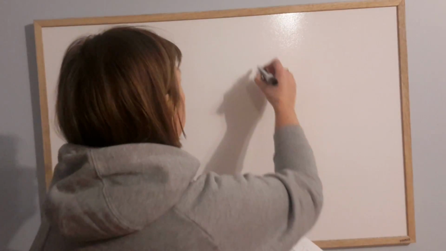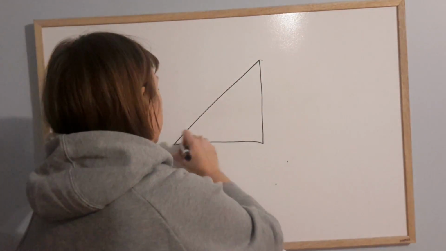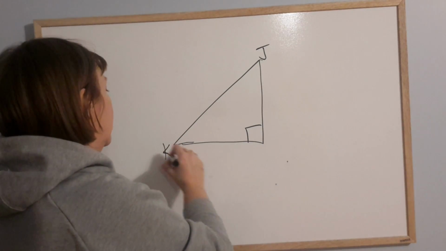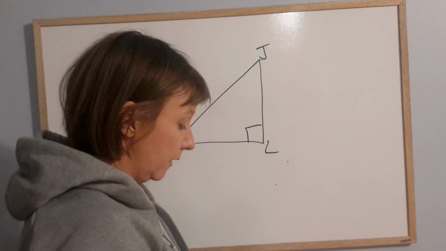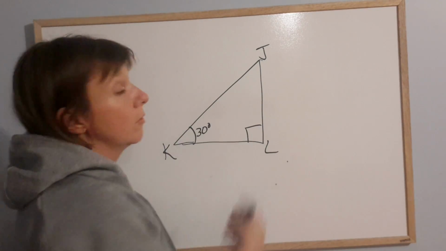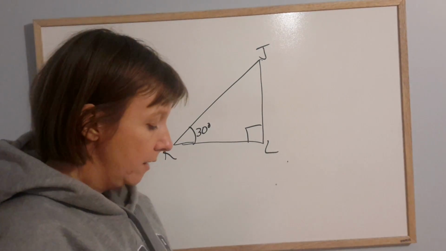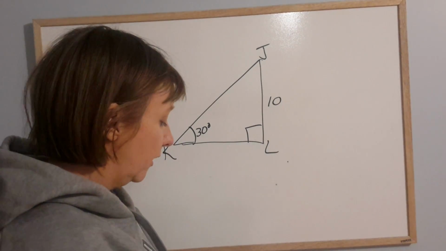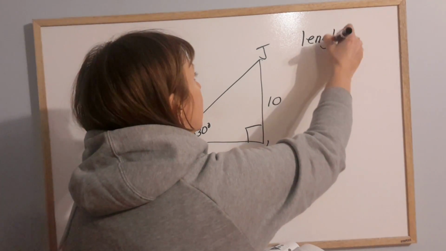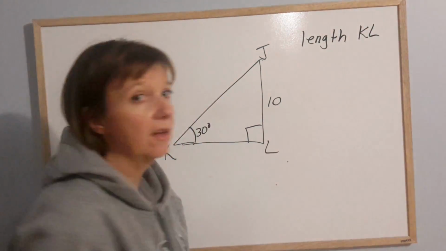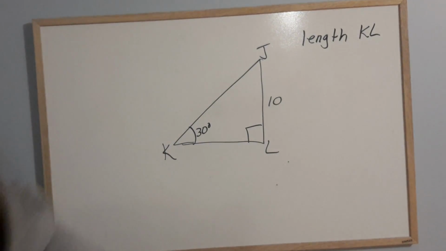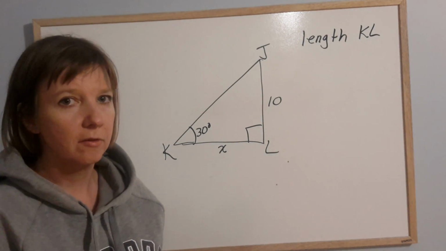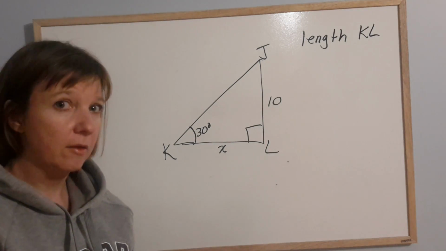So for example 5, they give us a triangle and they give us J, K, and L. And they tell us that this angle is 30 degrees. So this time they're actually telling us what the angle is. And they're telling us that this side is 10. And in the question, they want to know the length of K to L. So they want to know this side. So I'm just going to call it X because that's what they want to know. That's my unknown.